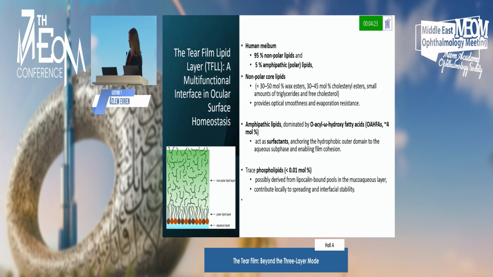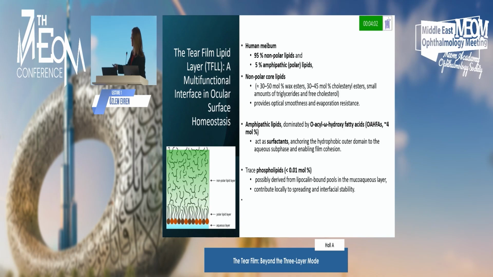Here is the tear film. We have the polar, and I think it doesn't work here. Anyway, so this is the tear film. So we have the nonpolar and polar. In this structure, the nonpolar is 95% and the polars are 5%.